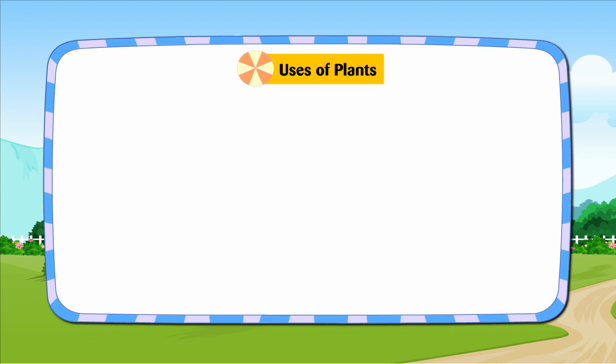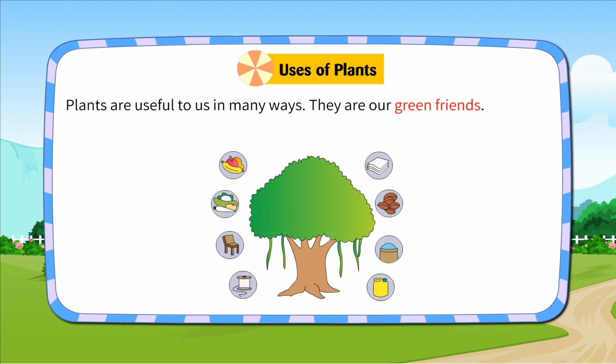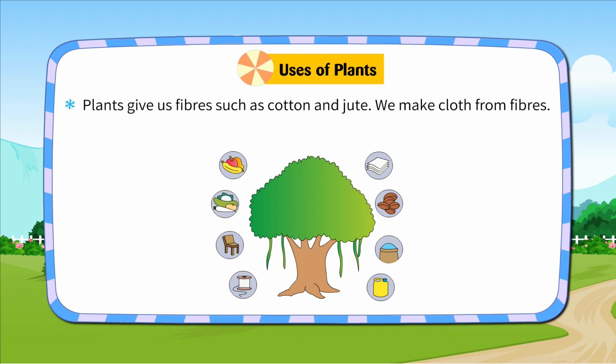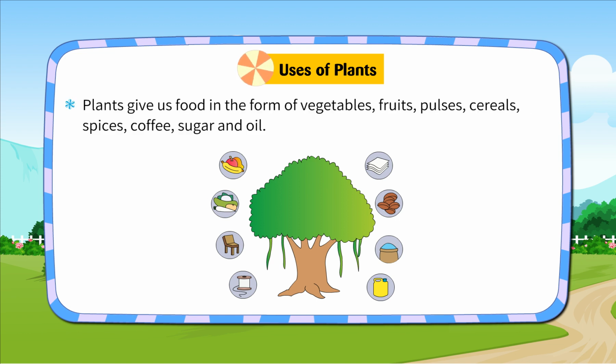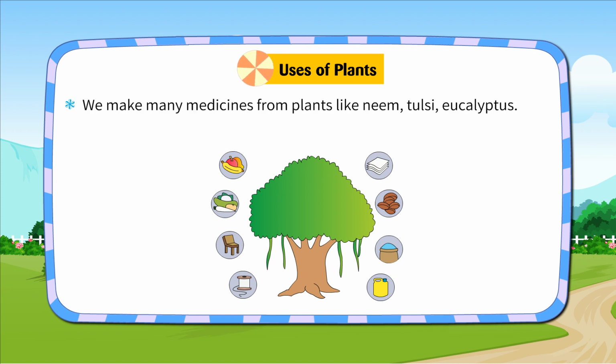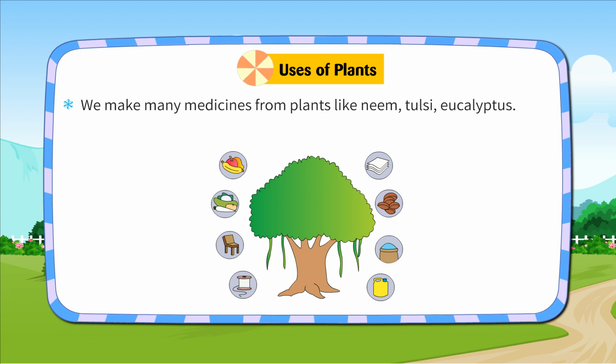Uses of plants. Plants are useful to us in many ways. They are our green friends. Plants give us fibers such as cotton and jute. We make cloth from fibers. Plants give us food in the form of vegetables, fruits, pulses, cereals, spices, coffee, sugar and oil. We make many medicines from plants like neem, tulsi, eucalyptus.